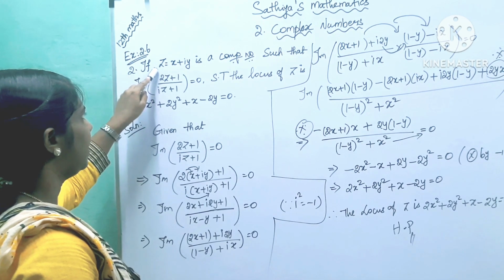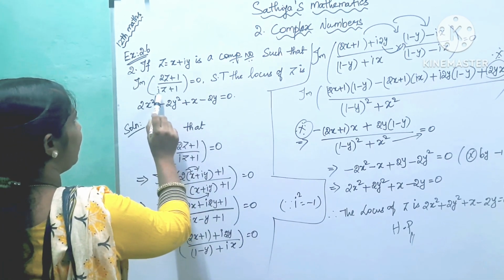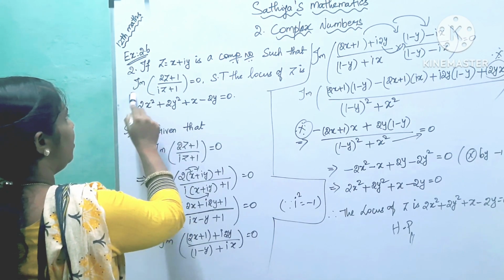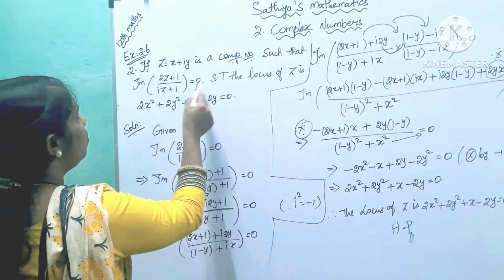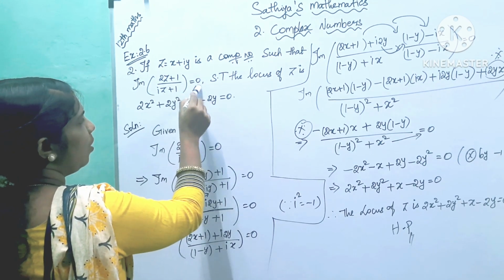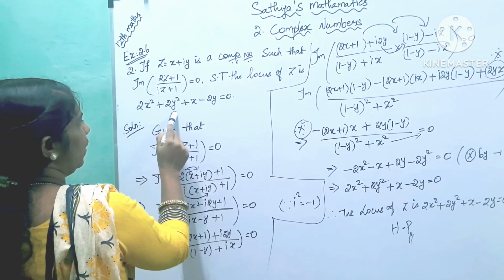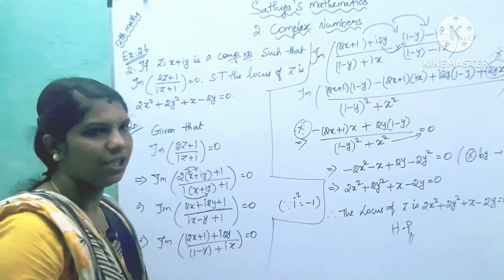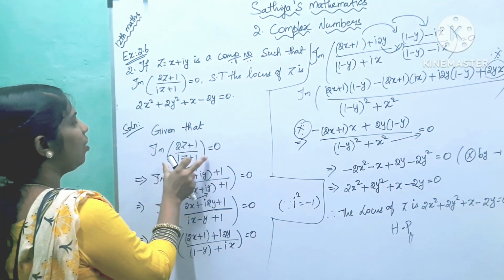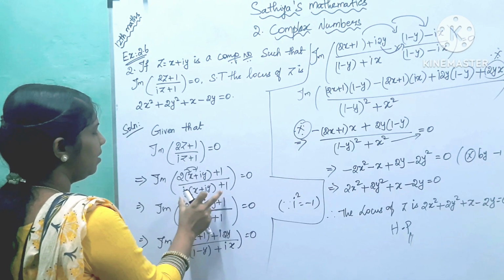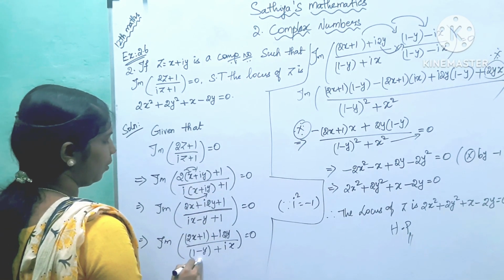Let us take a small recap of this sum. The given complex number is z is equal to x plus iy. The condition it must satisfy is imaginary part of 2z plus 1 by iz plus 1 is equal to 0. By satisfying this condition, we need to prove that the locus of the complex number is 2x square plus 2y square plus x minus 2y equal to 0. For that, we just substitute the complex number in the given condition, then multiply term by term and simplify.